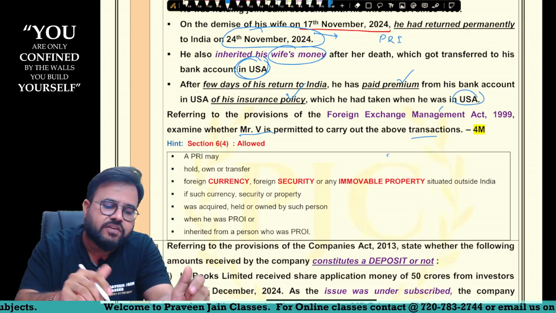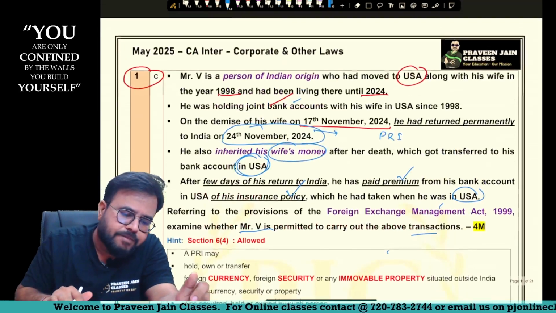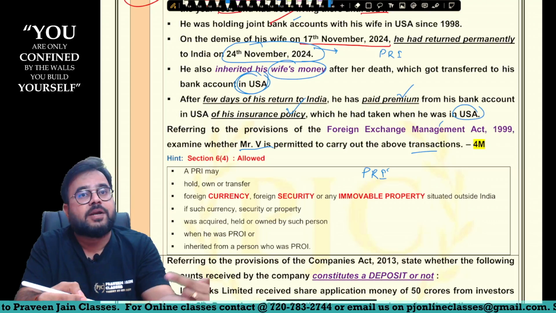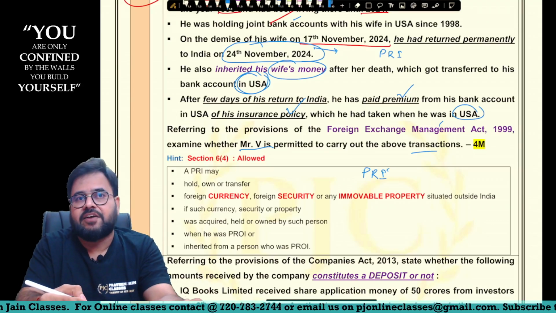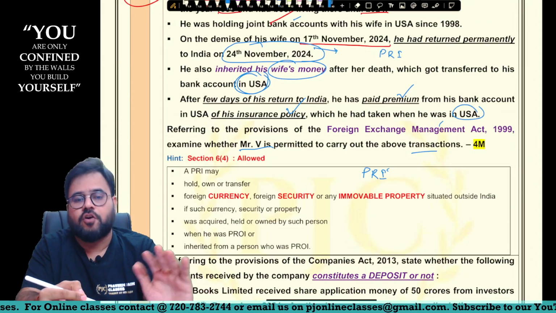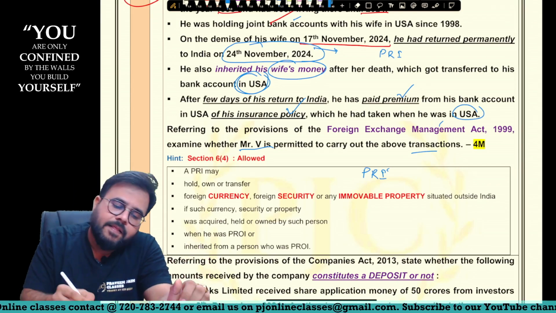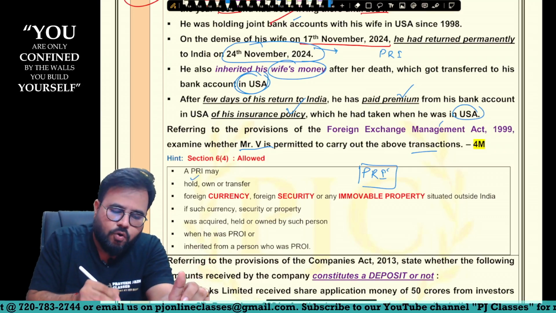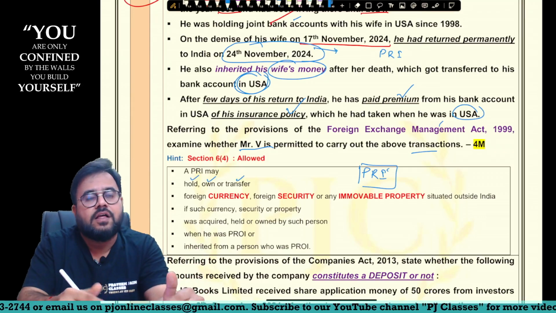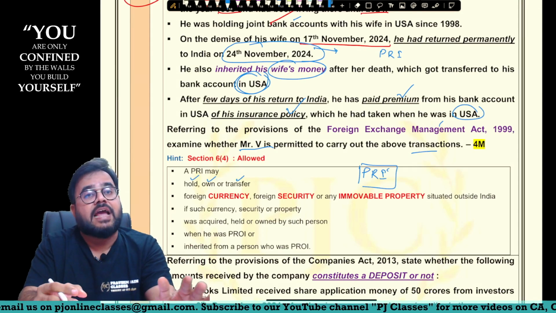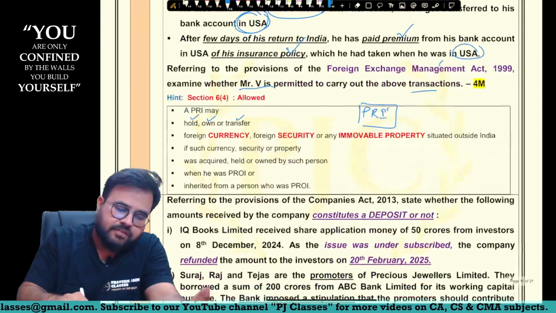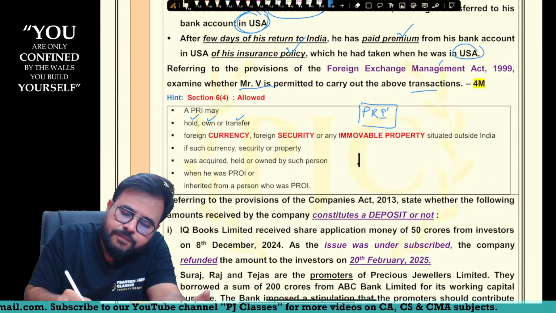So today if you see, sir, Mr. V is actually a PRI. I told you, I am assuming that in the previous year he stayed in India for 183 days or more, sir. So he is a PRI. Now, can a PRI hold, own, transfer the currency, the securities, the immovable property which he has acquired when he was a PROI? Answer is yes. So what we have to observe, sir?